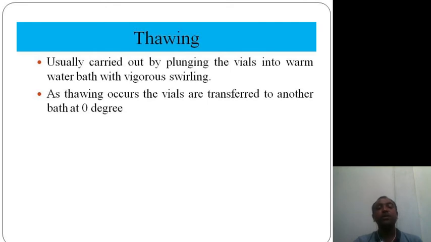Coming to the thawing, which is one of the important steps. It is usually carried out by plunging the vials in a warm water bath with vigorous swirling. You are bringing the plant material from minus 196 degrees centigrade to a warm water bath, so you have to do it very fast, but at the same time make sure vigorous swirling is done. Otherwise there are instances where the cryo vials have burst, so you have to take care in this step. As thawing occurs, the vials are transferred to another bath at 0 degrees centigrade.